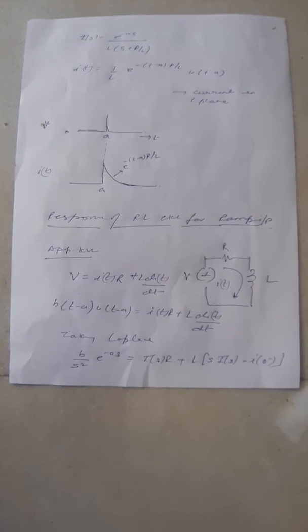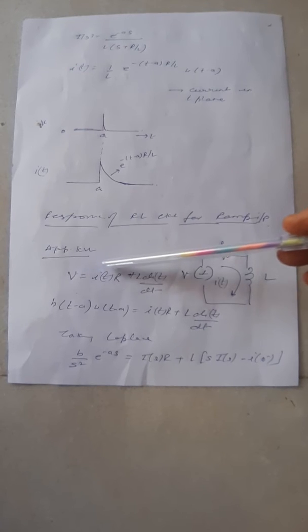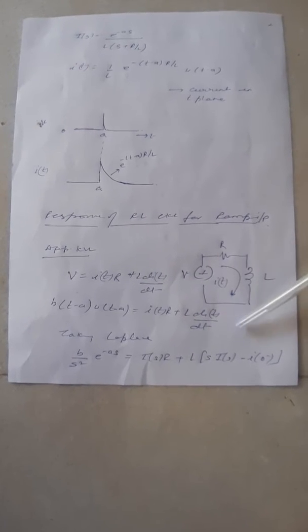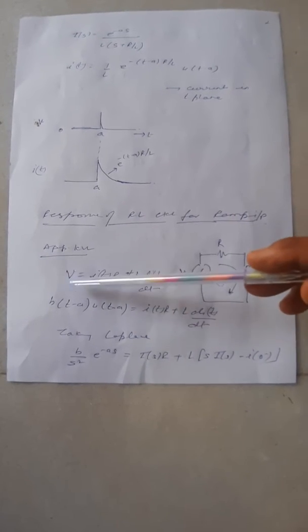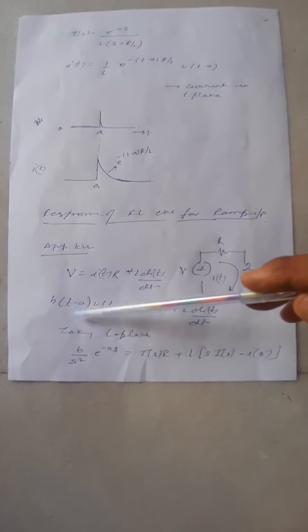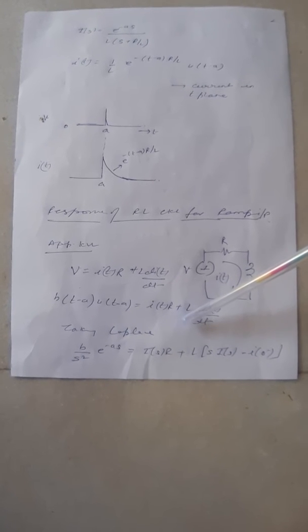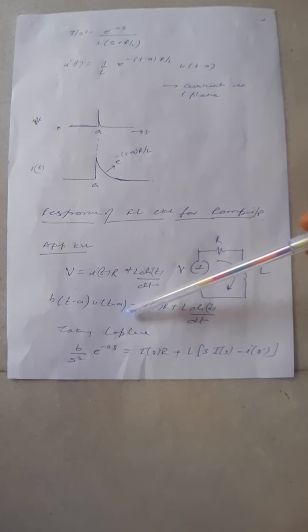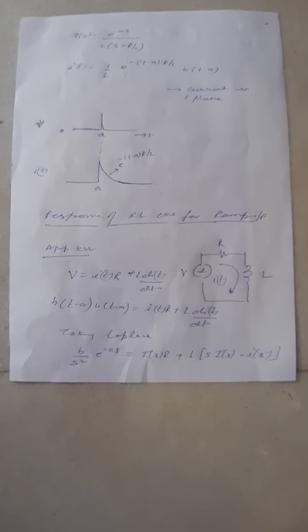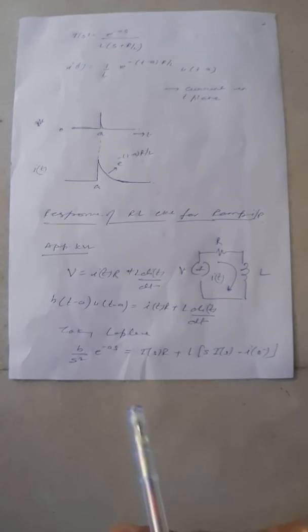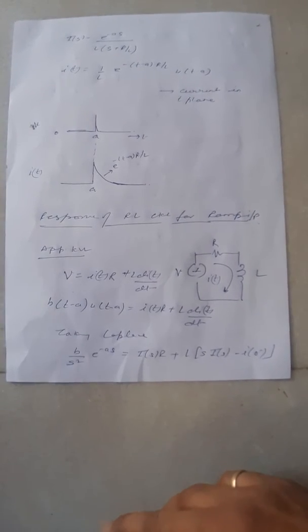Similarly, moving further, the response of the same RL circuit for the ramp input. Again, we apply the voltage law. So what we obtain is V = iR + L di/dt. Again representing the ramp by this equation, as we have already discussed in the class, B(t − a)u(t − a). Here a represents the time at which the ramp appears, t equal to a, and as discussed earlier, B is the slope of that ramp.